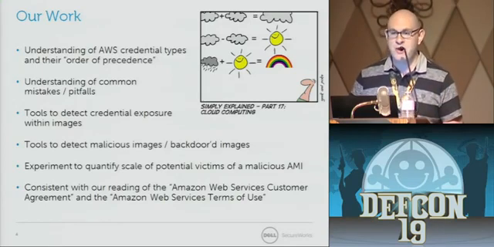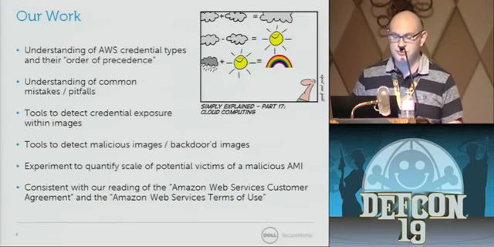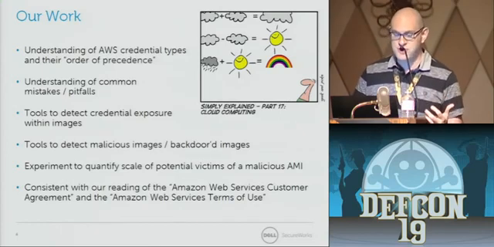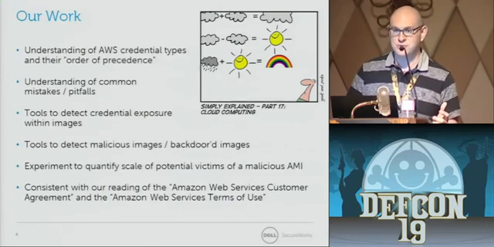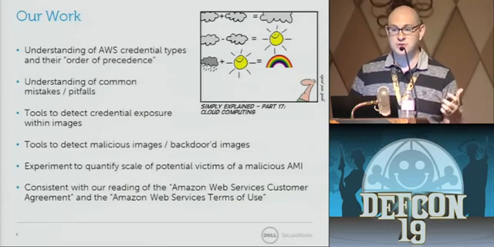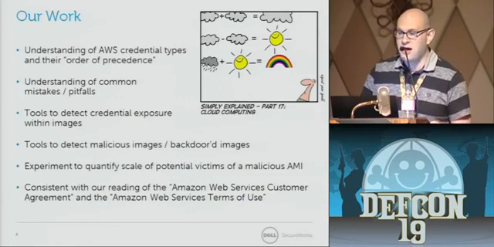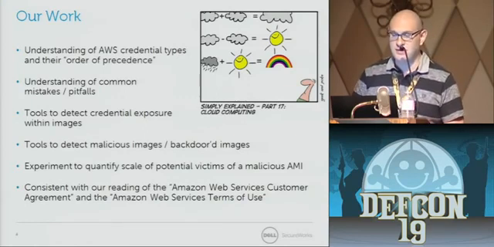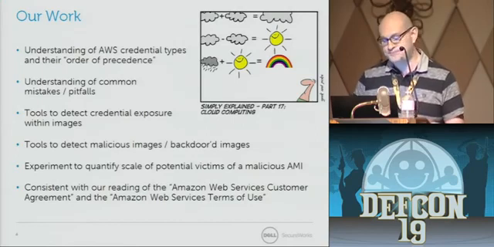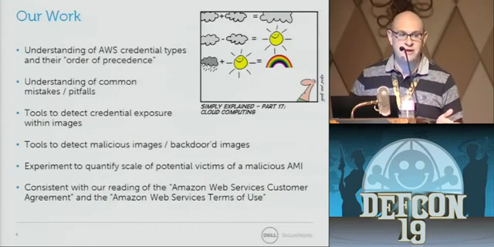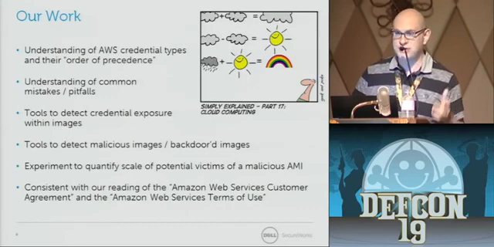And then with that in mind, we set off to develop a set of tools to detect instances of these problems, basically cases where credentials could be exposed within Amazon's virtual machine images, or rather virtual machine images that are published within Amazon's cloud by third parties. And also these tools would detect malicious images or backdoored images that could be out there in the public set of images.